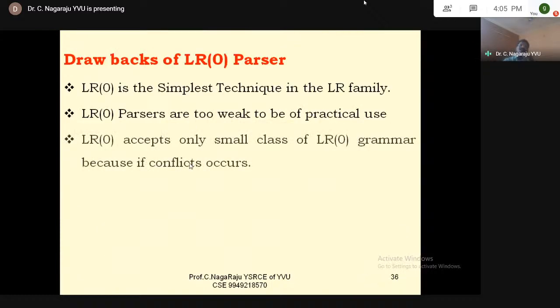And what are the main drawbacks of the LR parser? LR0 is a simple technique in the family of LR parsers. LR0 parsers are too weak to be of practical use. Practically, it is somewhat difficult to use. LR0 accepts only a small class of LR0 grammars because conflicts occur.